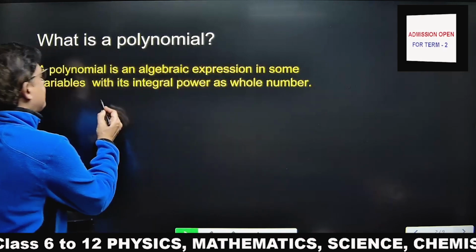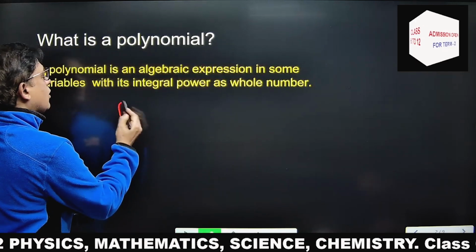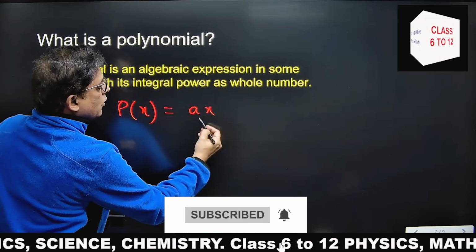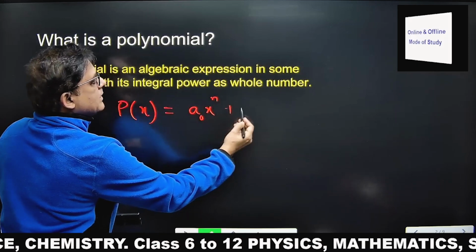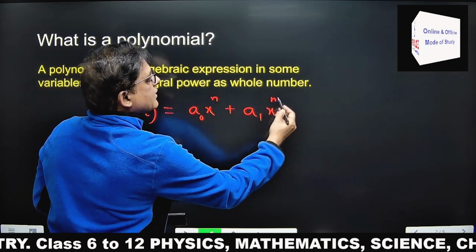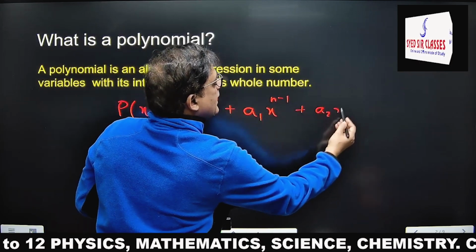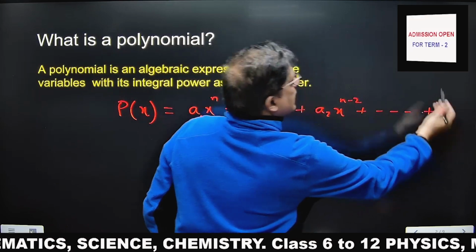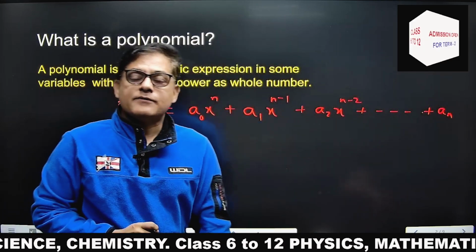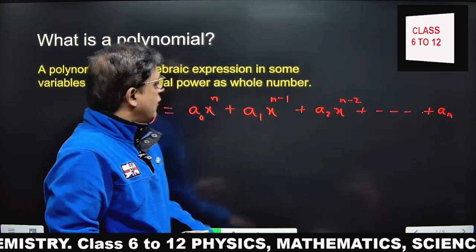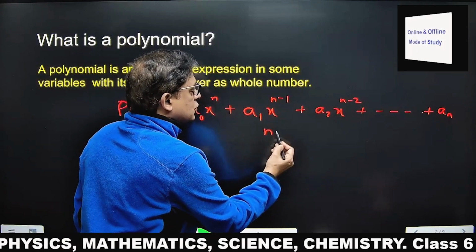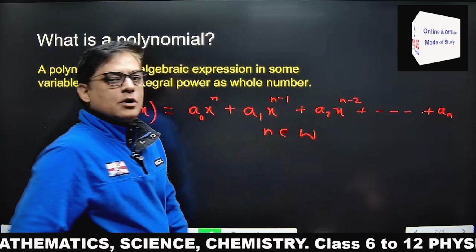For example, a polynomial p of x in one variable is a0 x to the power n plus a1 x to the power n minus 1 plus a2 x to the power n minus 2 and so on, an. It means these a0, a1, a2, a3 are the coefficients, while n is the integral power. Please remember this, n belongs to whole number, W.